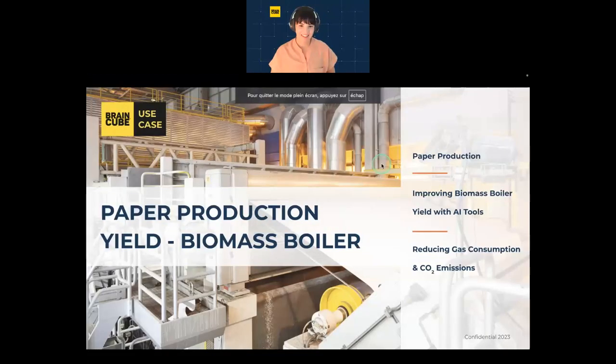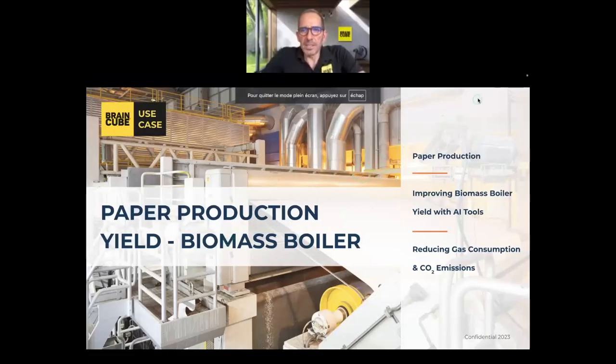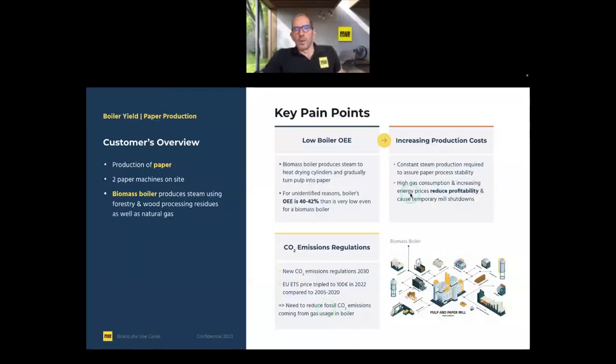So again, switching back to the slides. The example I was showing is a clear copy of a very concrete, actual case that we had to solve many years ago. In the paper industry, there are biomass boilers that produce steam, and an industrial came to us because they did not have a good efficiency for their boiler. It was running at 42%, which was pretty low even for a biomass boiler.